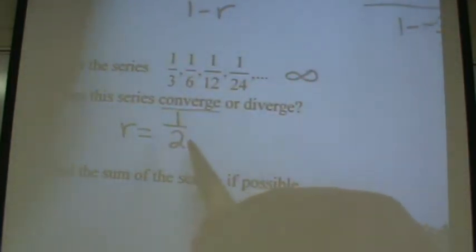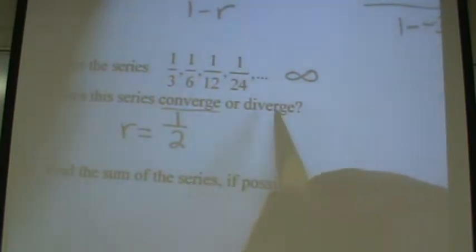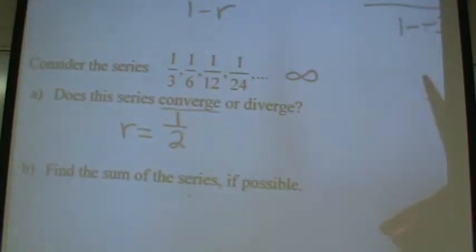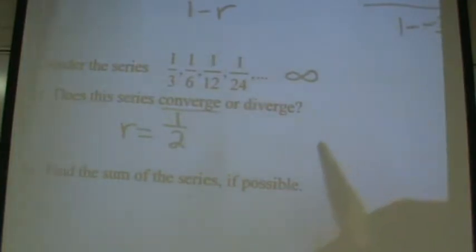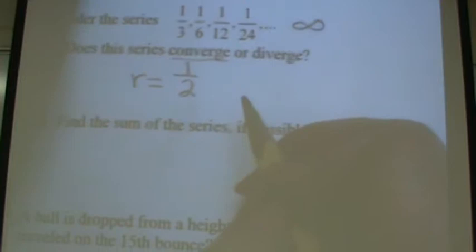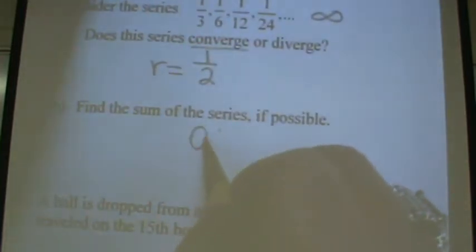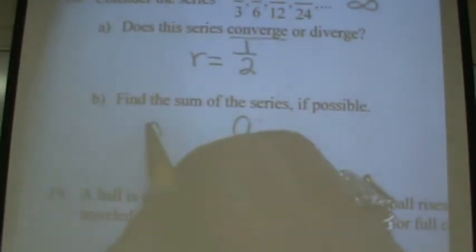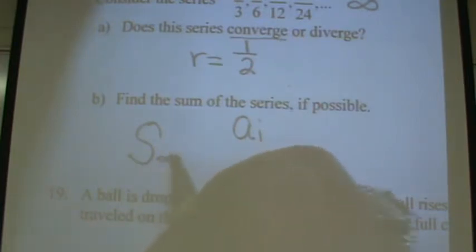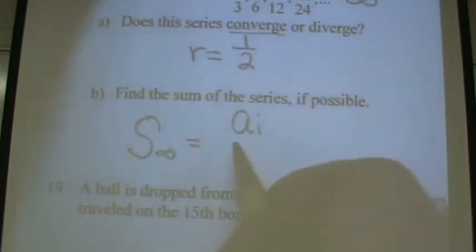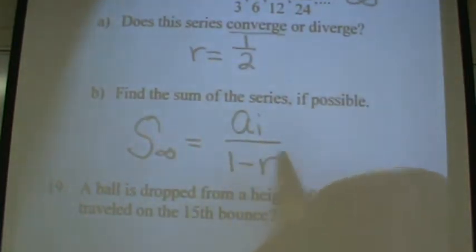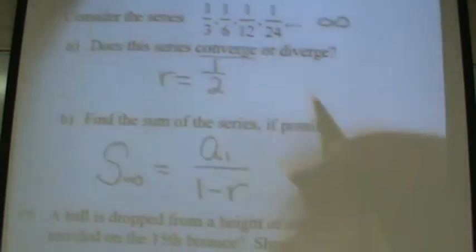If r is bigger than 1, it diverges. You're not going to be able to, it's don't do it. So remember it, diverge, don't do. So if r is greater than 1, you're not going to be able to add the sum. If it converges, you can add them. And here's the formula, to infinity. So the sum to infinity of a geometric sequence is the first term over 1 minus r. Well, the first term is 1/3.